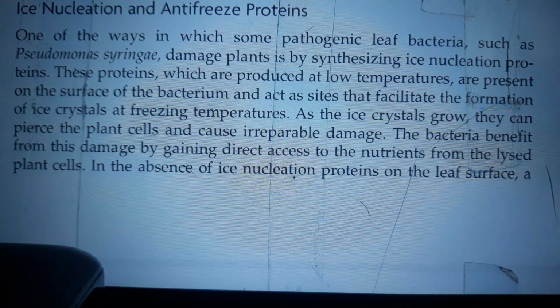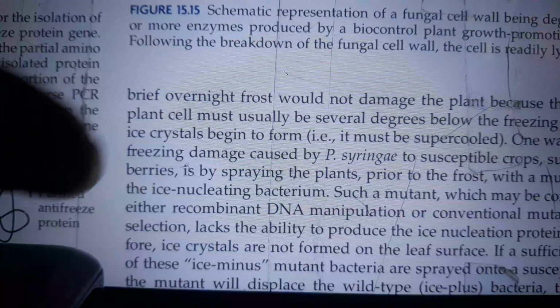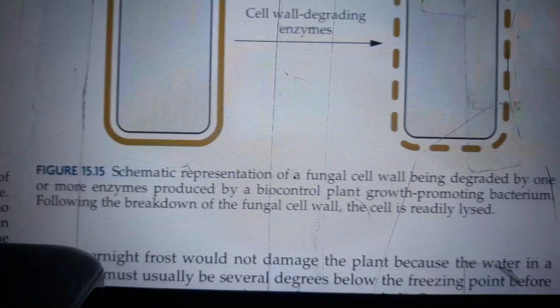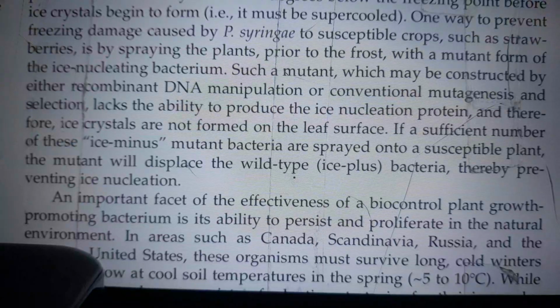The bacteria benefit from this damage by gaining direct access to the nutrients from the lysed plant cells. In the absence of ice nucleation, plant proteins on the leaf surface with overnight frost would not damage the plant because the water in a plant cell must usually be several degrees below the freezing point before ice crystals begin to form. That is, it must be super cold.